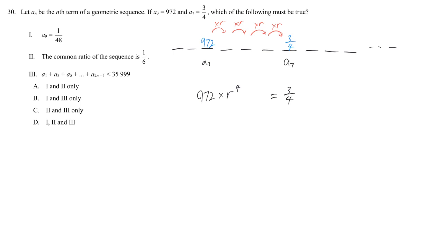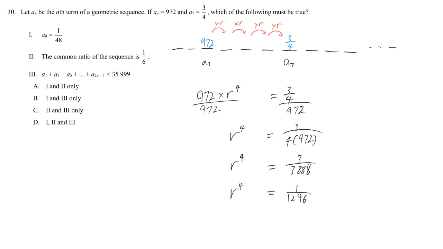We have this equation. At this moment, the first term doesn't matter at all unless they ask you about it. Anyway, we have r to the power 4 and we try to solve this. I want r to the power 4, I don't want 972, so I divide both sides by 972. We get r to the power 4 is equal to 3/4 divided by 972, which is 3/3888. We simplify it. r to the power 4 is equal to 1/1296.